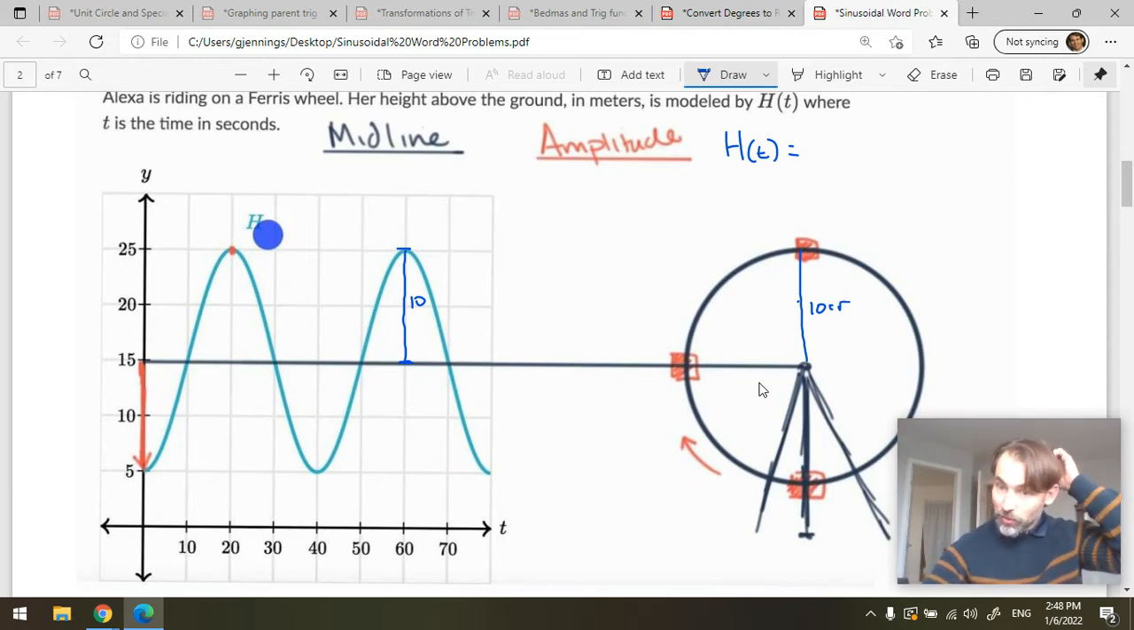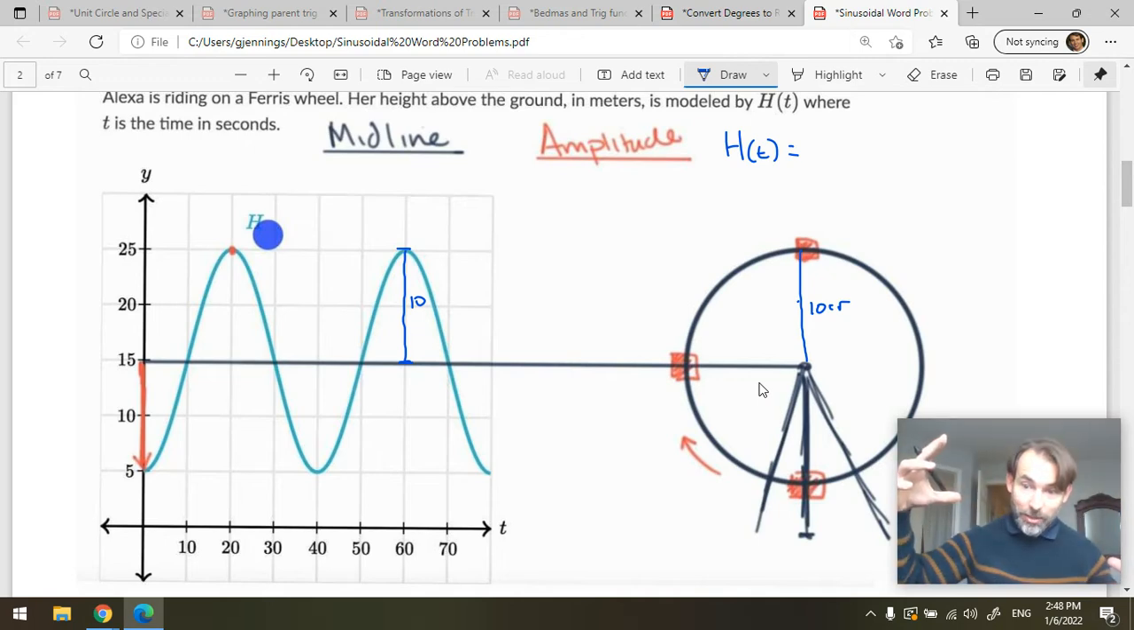Amplitude is often going to be related to how big a wheel is, if it's a water wheel turning, if it's a bike tire, if it's a Ferris wheel. The radius of that tire is always going to give you the amplitude of that sine wave. The period here, we'd get that from here to here, and that we can clearly see as 40. So there's the period.